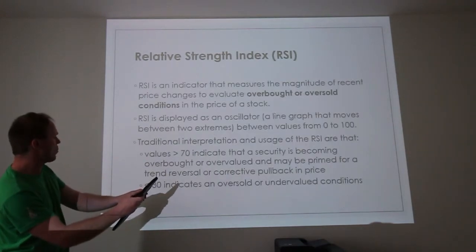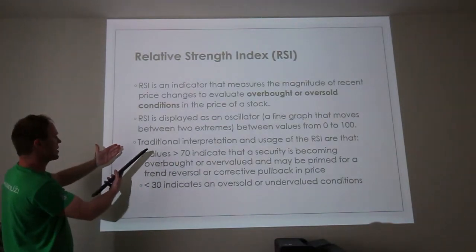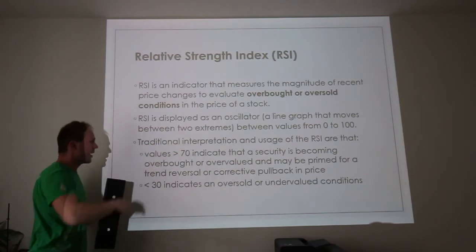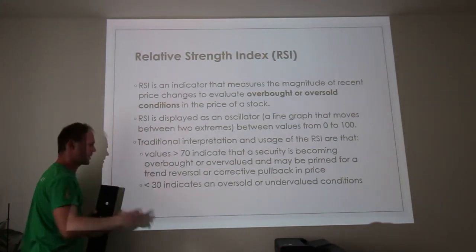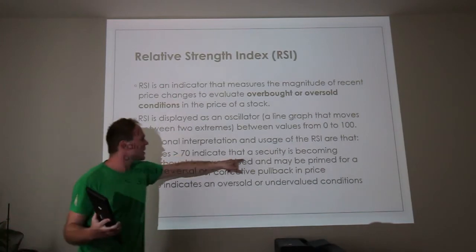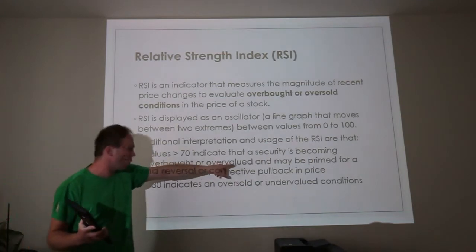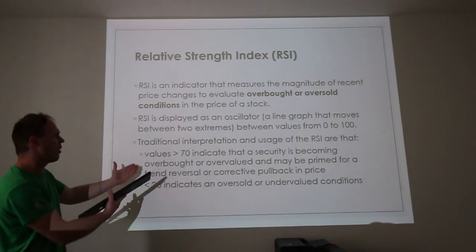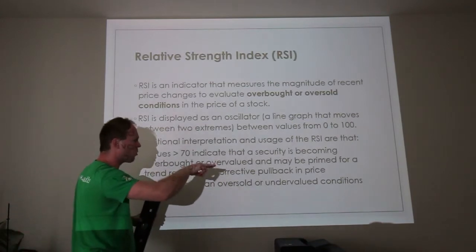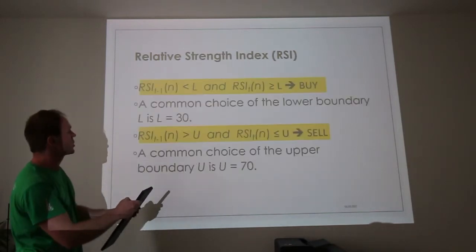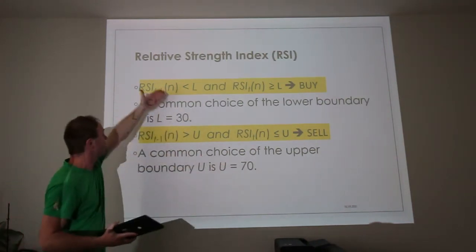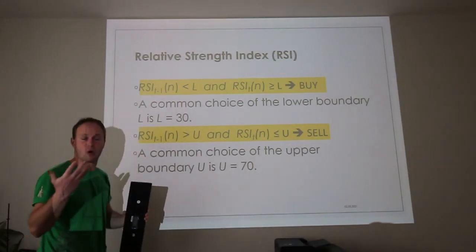Do you remember when we spoke about the traditional interpretation and usage of the relative strength index? Values higher than 70, upper values, and smaller than 30, lower values. Once more, values higher than 70 indicate that the security is becoming overbought or overvalued, and may be primed for a trend reversal or corrective pullback in price. If the value is smaller than 30, it indicates oversold or undervalued conditions. So I return back here: lower 30, upper 70, and these two rules or recommendations.